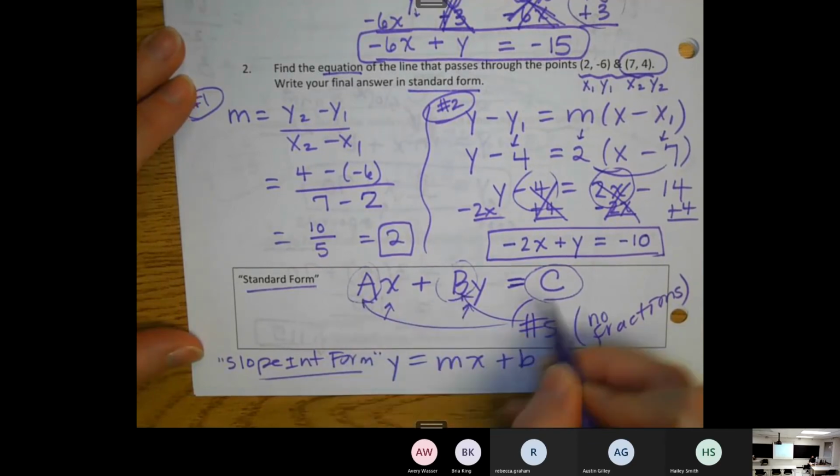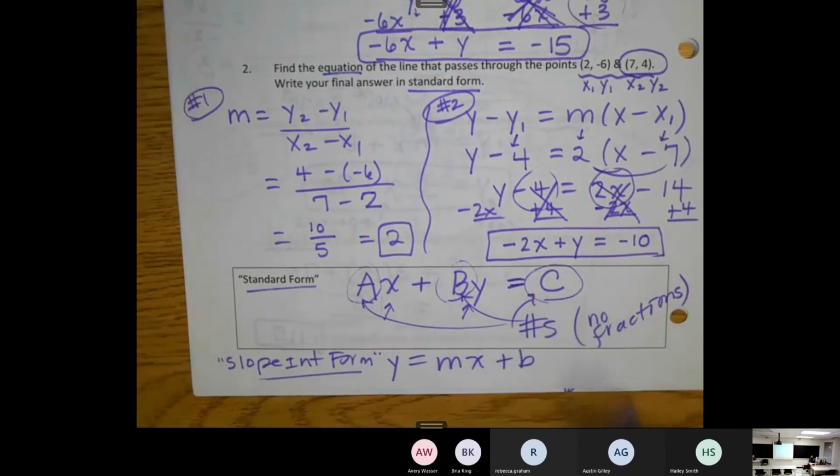If you happen to be heading to Math 97, you might even have more restrictions, like in future classes, sometimes they don't want a to be negative. So there's just some conditions or criteria we have to work with and try to meet.